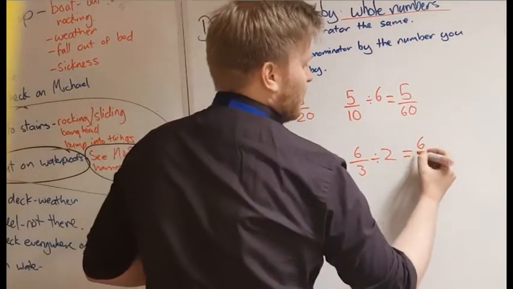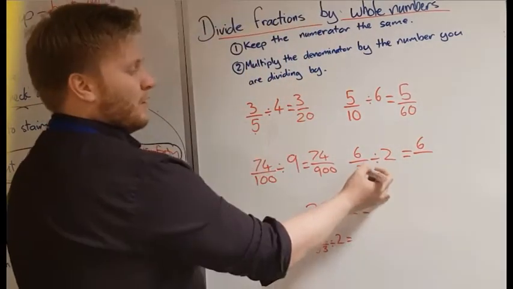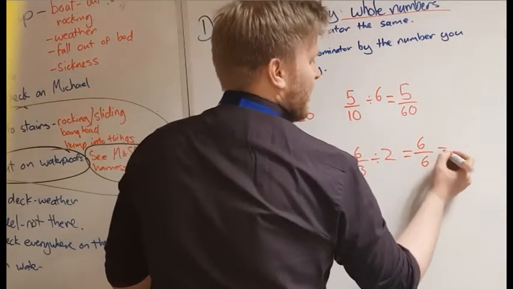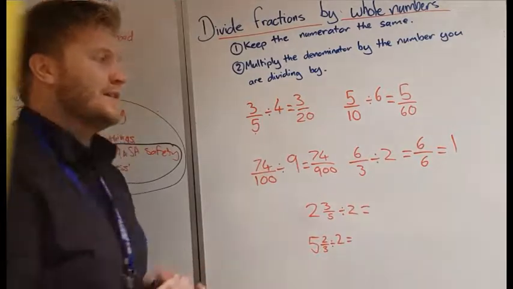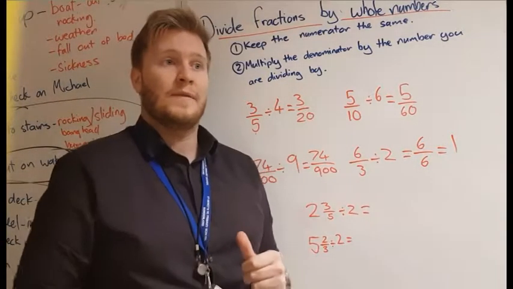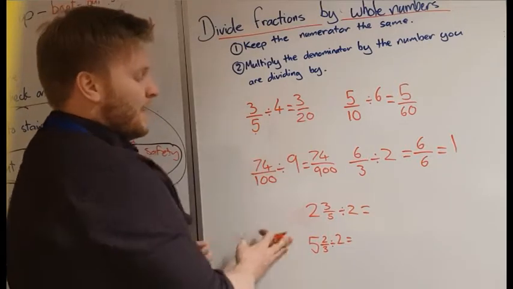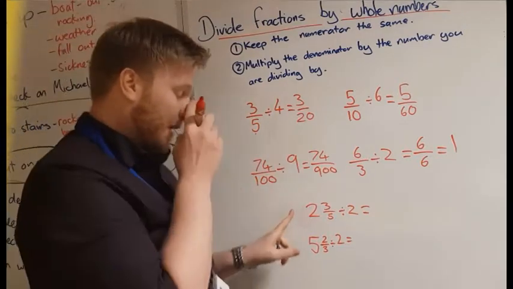We keep our 6 on the top, and we divide our 3 times 2, which is 6. Now I know that's the same as 1, so it's 6/6, which is 1. So 6/3 divided by 2 means they get 1. Okay. Now, these ones are a little bit harder. We've got some mixed numbers.